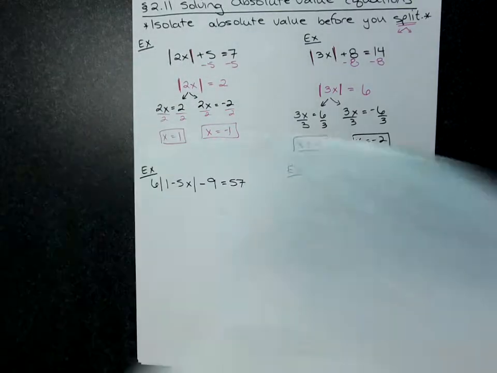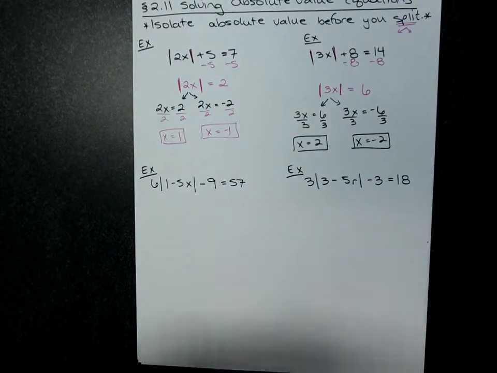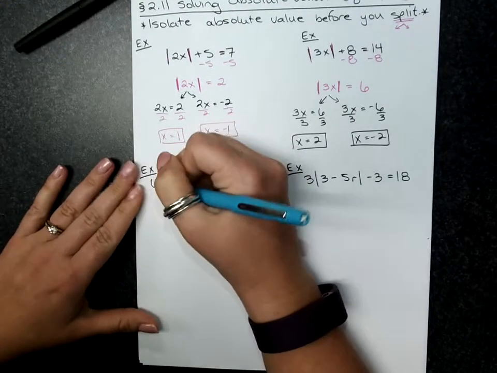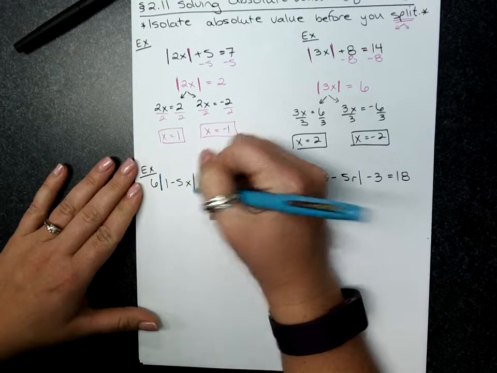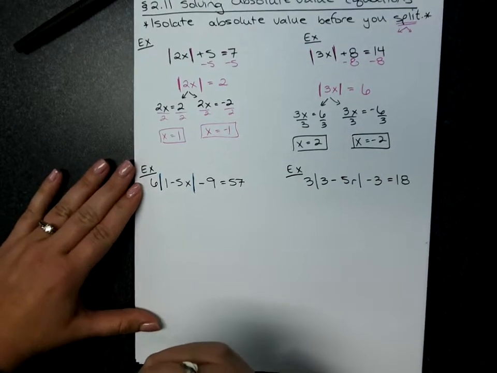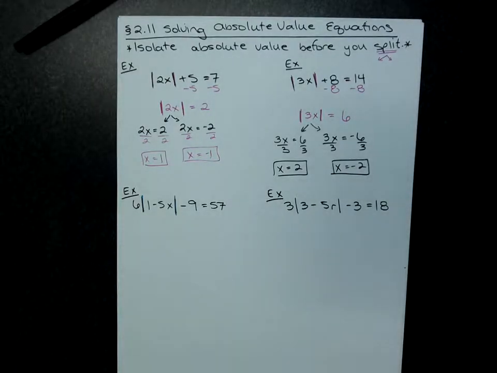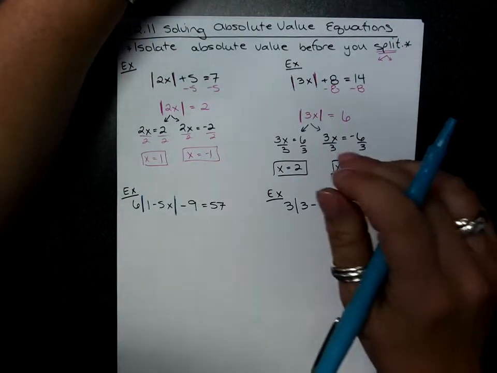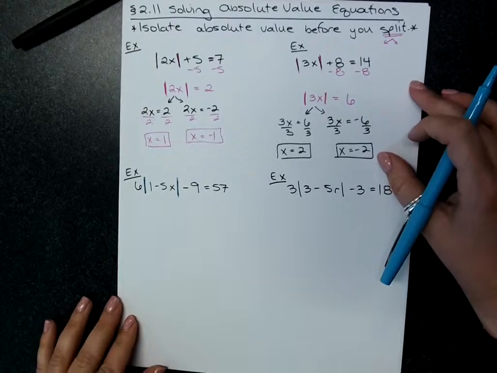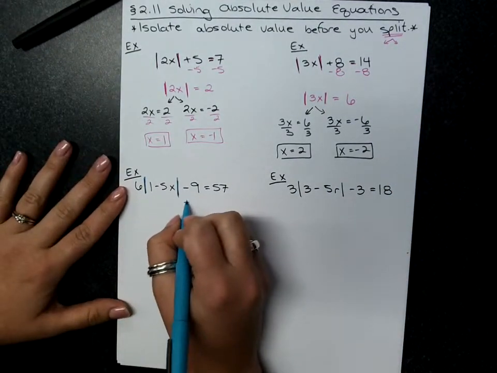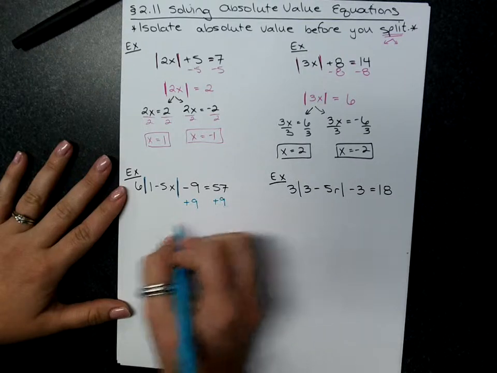So here's a couple more, and it sometimes helps to take a different color. You'll notice I'm always switching colors. If you take a different color and highlight where that absolute value bar is, it's kind of hard to see on this video, but let me see if you can see the different colors. Anyway, you want to isolate these bars. So we're going to add 9 to both sides.